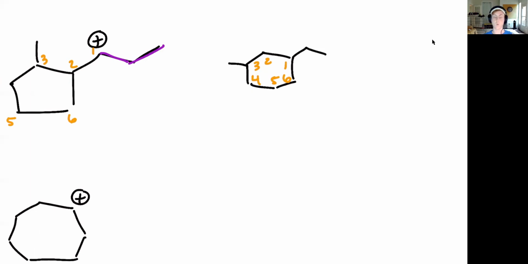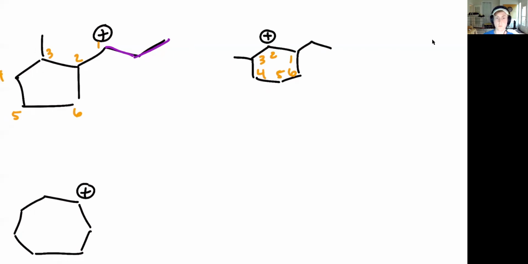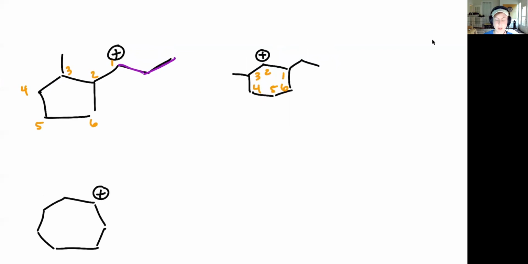And now we need to figure out where is the carbocation. The bond between 2 and 6 is broken. The bond between 6 and 1 is formed. We're stealing electrons from 2, giving it to 1. Therefore, the carbocation will be placed on 2. So those are some examples of ring expansion.